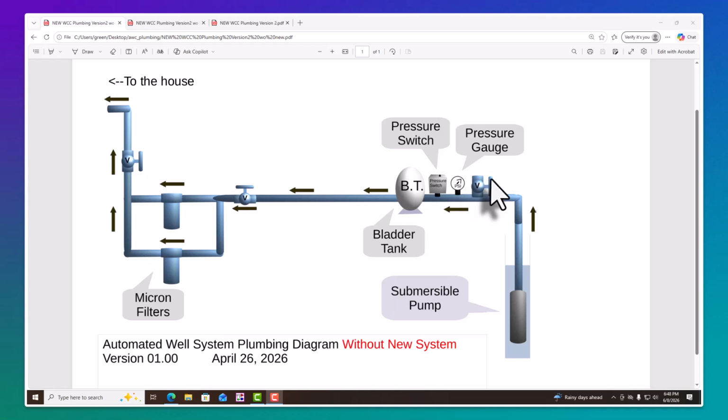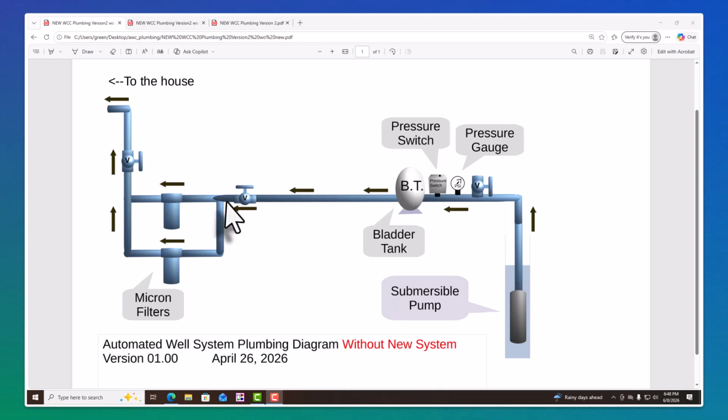This here is, I guess you call it, a water tap. It's like a faucet. You can hook a hose up to it. It's used for draining the bladder tank and servicing the well in general. And water comes out this way. I have it going through a valve, through two micron filters in parallel.